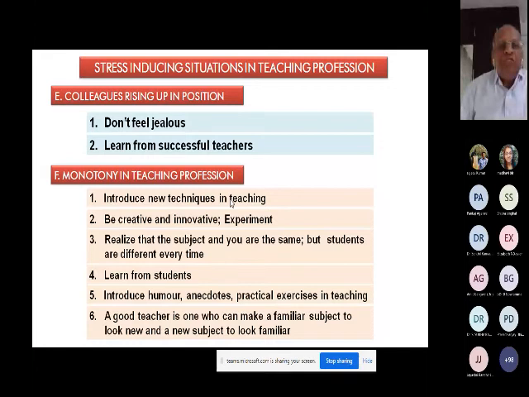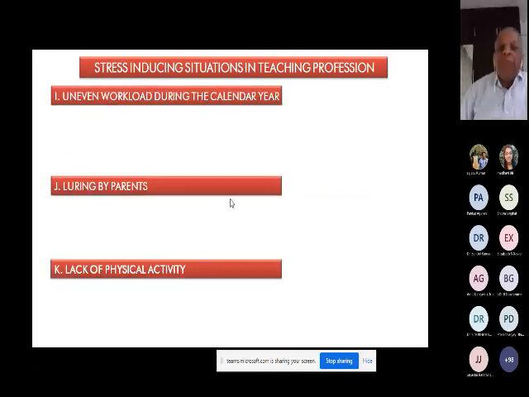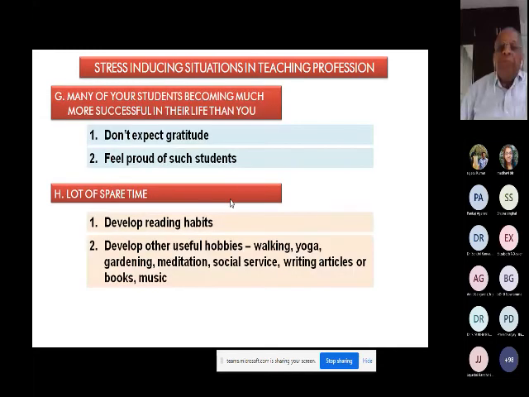Next. These are all the challenges of teachers which create stress in them, and you need to manage them. Next. Don't expect gratitude, not needed. Feel proud of such students. See, many times what happens, your students outgrow you in all aspects, in money, wealth, position, popularity. Fine. It is something to feel proud of. It is not something to feel bad about.